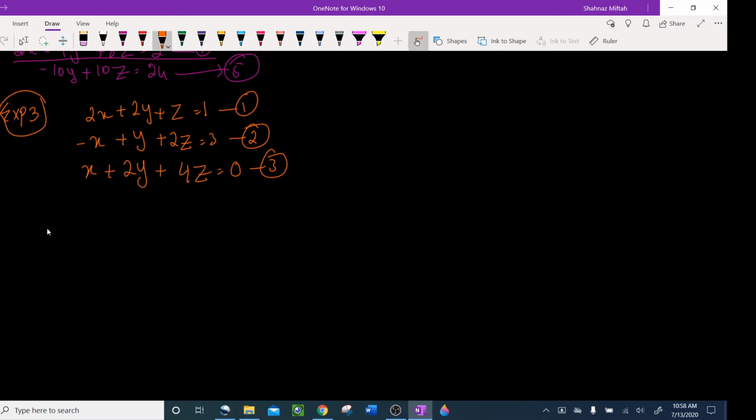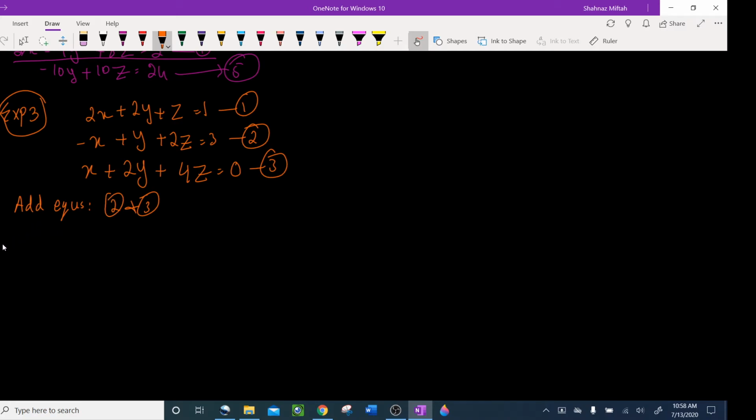Now, again, choose a pair of equations and eliminate one variable or two. So if I pick 1 and 2, I can't eliminate anything in here. If I pick 2 and 3, yes, I can eliminate x at least, and the rest of them I can't. So at least we can do 1. So I'm going to add equations 2 and 3.